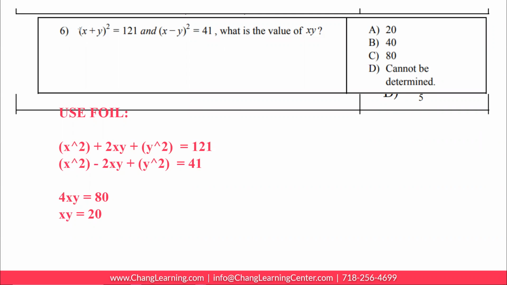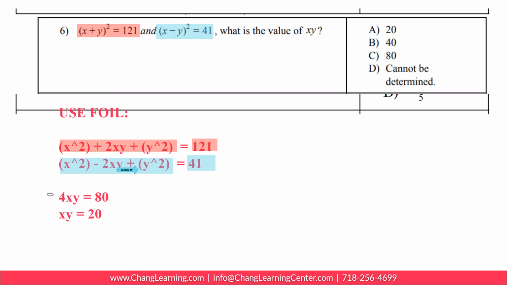And for the second equation, which I'll highlight in blue, you get (x minus y) squared: x squared minus 2xy plus y squared equals 41. Then the shortcut is to subtract the second equation from the first. x squared minus x squared is 0. 2xy minus negative 2xy is 4xy because of the double negative.